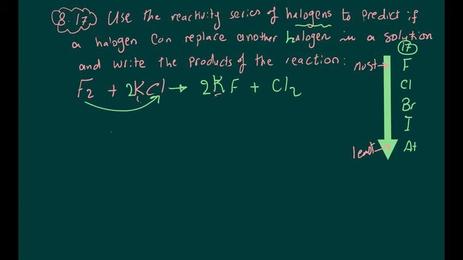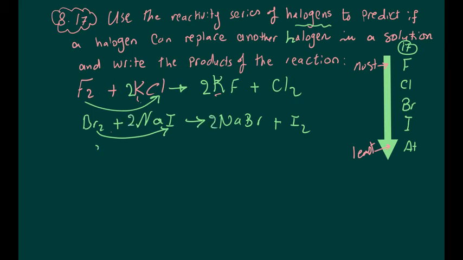In a similar way, bromine can react with NaI because bromine is coming before iodine and it's more reactive than iodine. So it will give NaBr and I2. Bromine is replacing iodine. But if we say the opposite, if I say chlorine plus NaF, this reaction won't take place because chlorine is less reactive than F. No reaction.